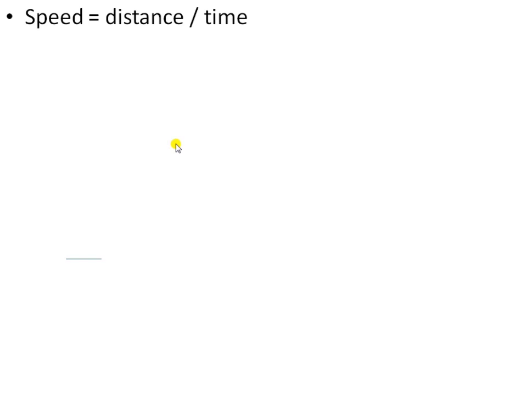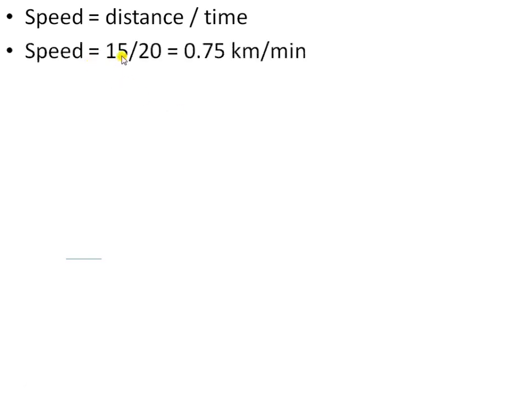Next, the formula of speed is distance divided by time. So the distance here is 15 kilometers, and the time is 20 minutes. So the answer is 0.75 kilometer per minute. That is the speed during that time.